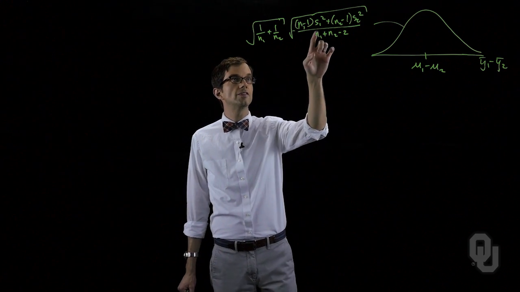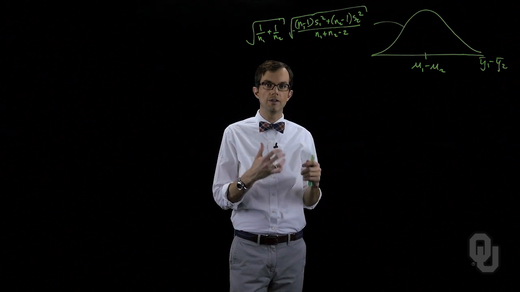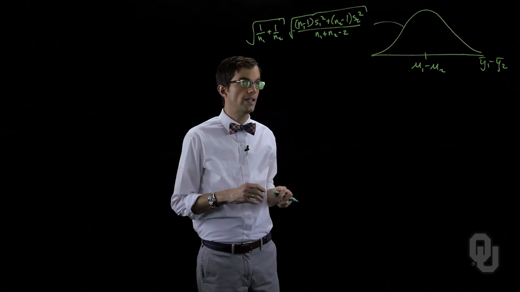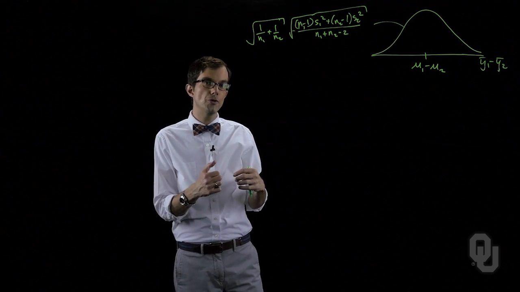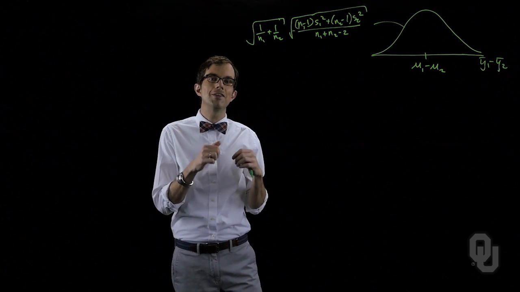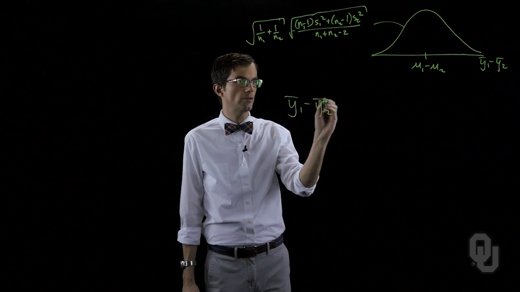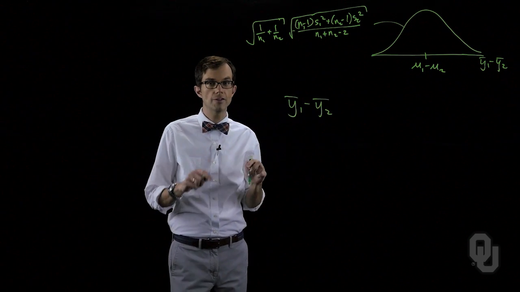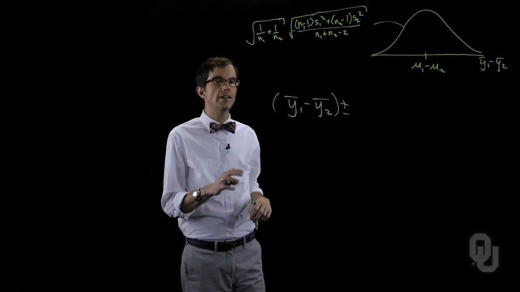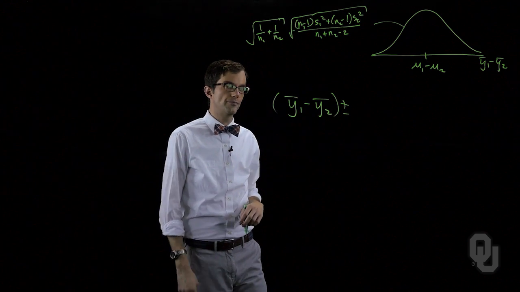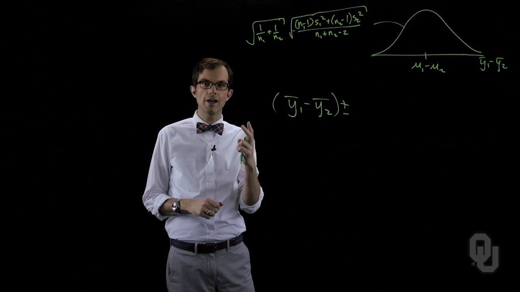Okay? Since we're not using sigma 1 and sigma 2 here, our confidence interval is going to contain a t statistic. Okay? And so what would that confidence interval be? What we're doing here is we're finding a confidence interval for the difference in means. So we've got a point estimate for the difference in means, y1 bar minus y2 bar. To that and from that, we're going to add and subtract a margin of error. The margin of error is a function of three things: variability, sample size, and confidence.